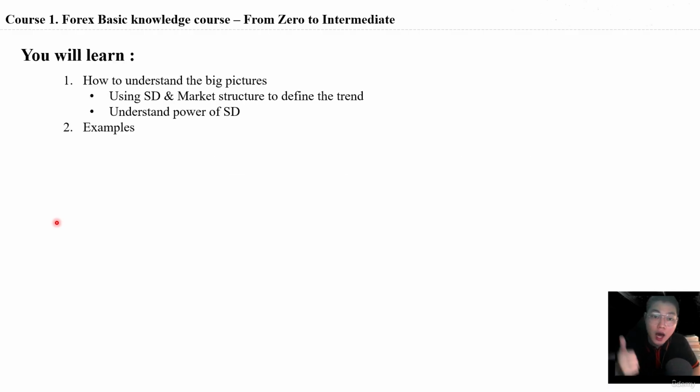The first one: you will learn how to understand the big picture. We have two things. The first one is using supply and demand with the market structures to define the trend of the market. The second one, I will teach you how to understand the power of supply and demand. And the last one is an example to help you understand all of the theory above.